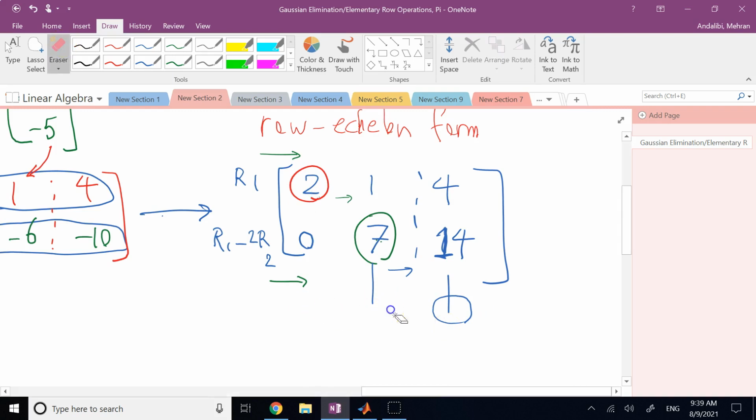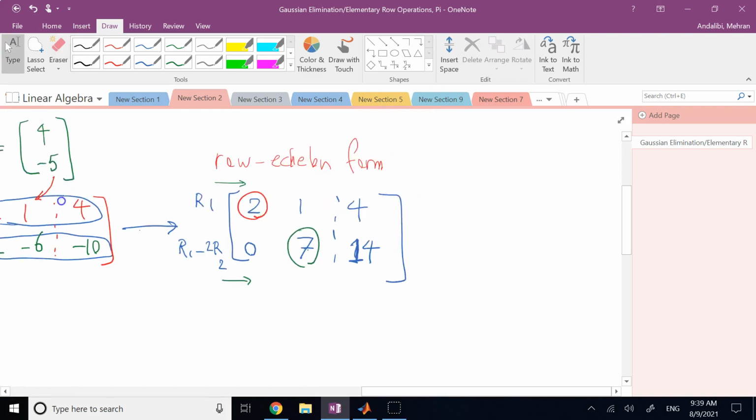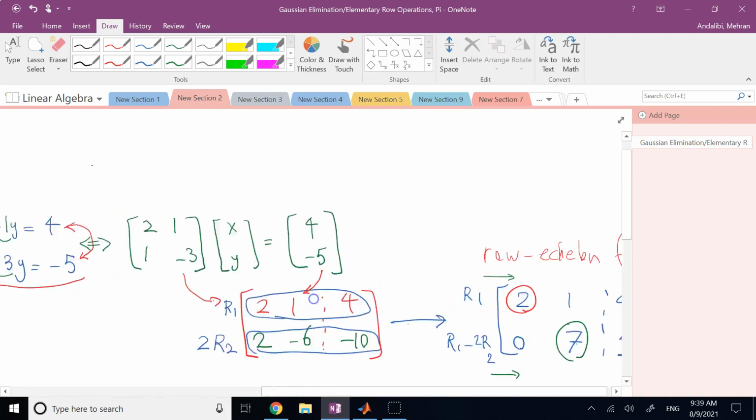I'll show you with more dimensions, but I just wanted you to know about the meaning of row-echelon form. So this is now in row-echelon form.